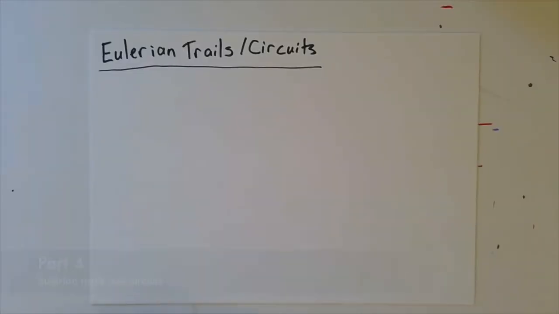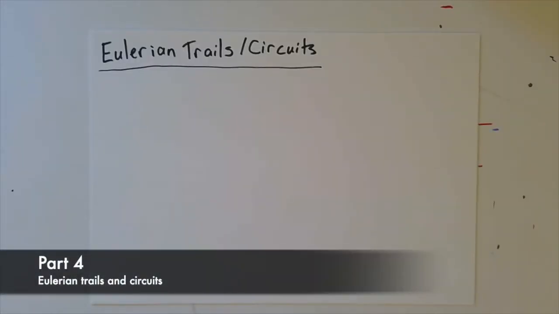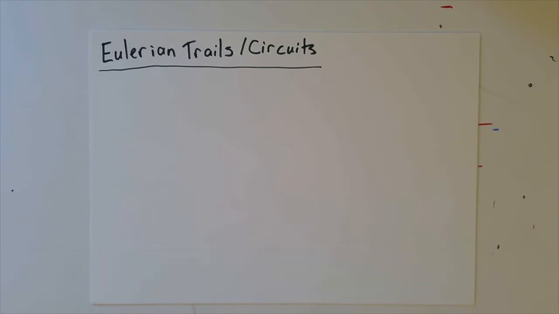Hello, class. As our last topic for graph theory, we're going to talk about something called Eulerian trails and circuits, and then later we'll talk about something called Hamiltonian paths and cycles, and then we'll talk about some applications of these two topics. So let's start with the idea of an Eulerian trail.